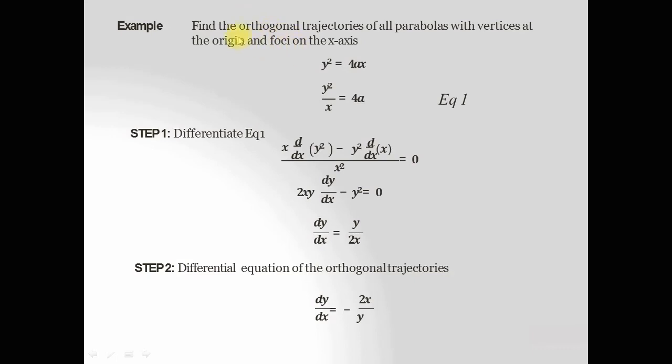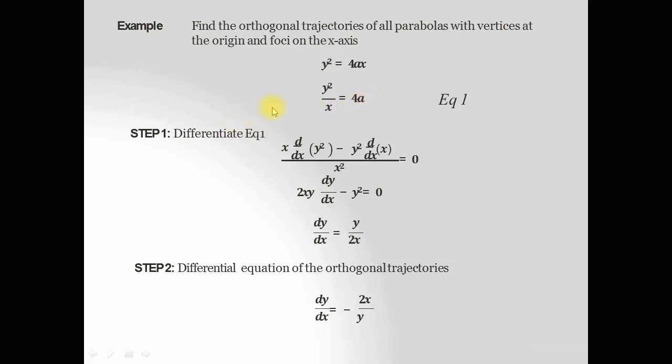Now another example: find the orthogonal trajectories of all parabolas with the vertices at the origin and foci on the x-axis. y² = 4ax. This is the given equation, and it can be written as y²/x = 4a, dividing both sides by x. This is equation number 1.